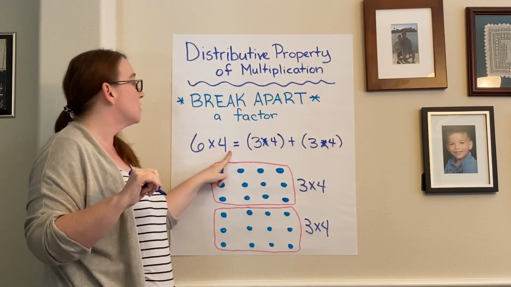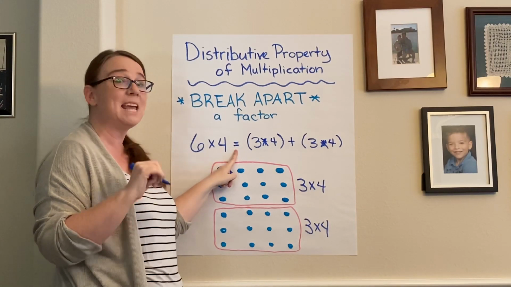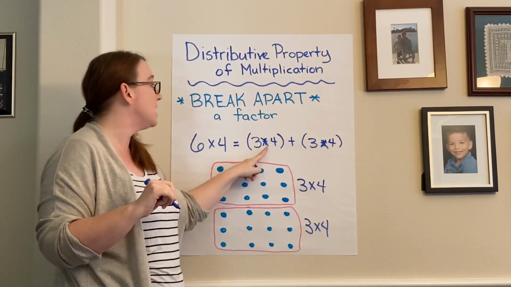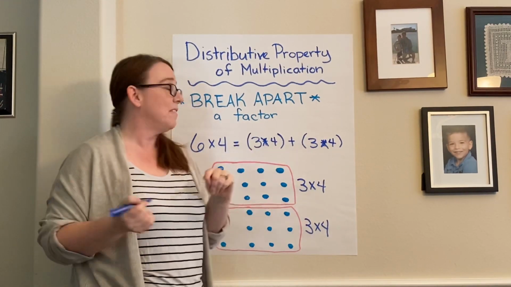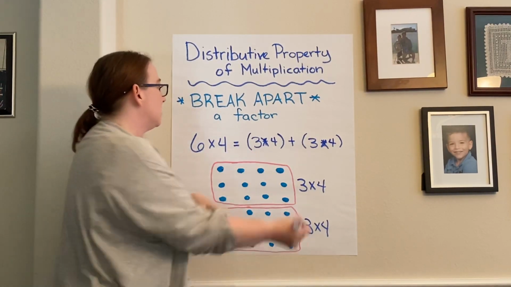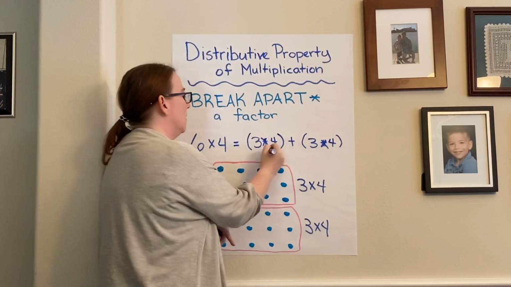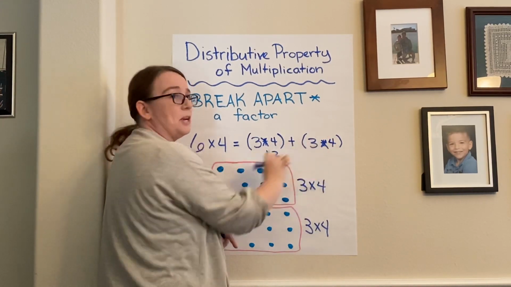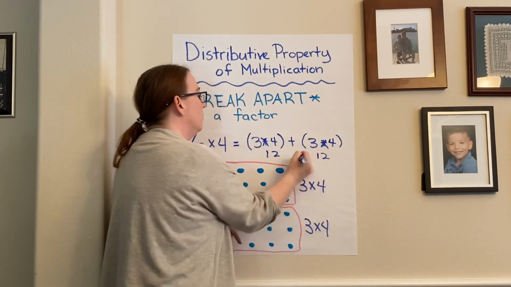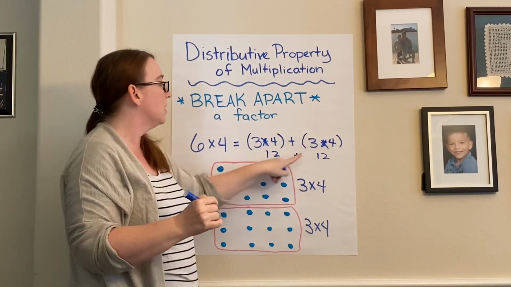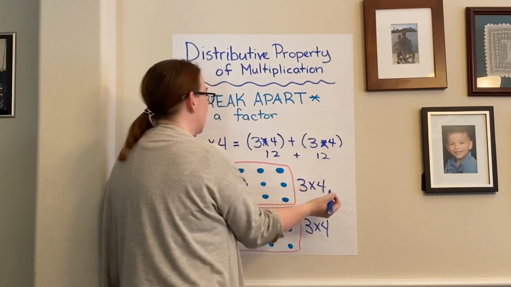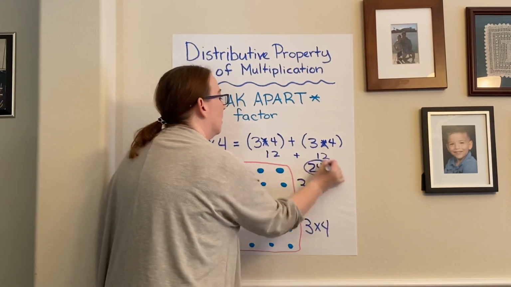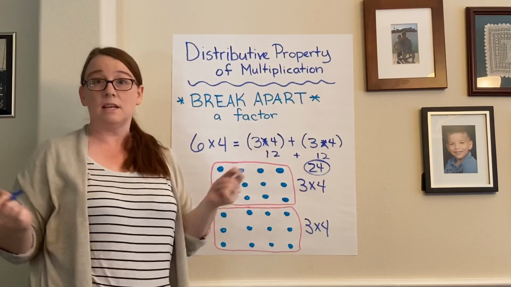So 6 times 4 is the same thing as taking 3 times 4 and another 3 times 4 and adding them together. If I added these together, well, what is 3 times 4? That would be 12. 3 times 4 again is 12. So I could add 12 plus 12 together, and I would figure out that my final answer is 24. And 6 times 4 is equal to 24.